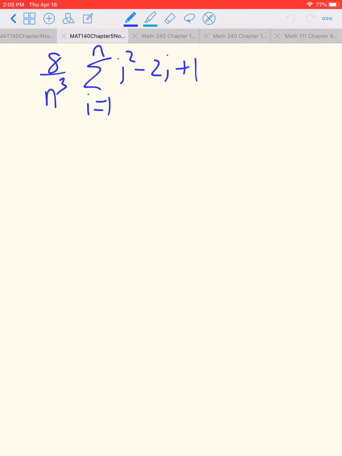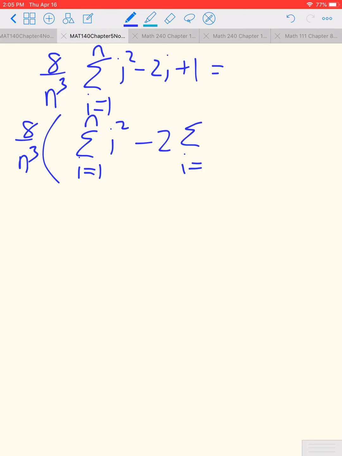We can split this sum apart, so let me not forget that we're going to have this 8 over n cubed. This is going to be on the outside of this whole expression, and we're going to have the following. The sum from i equals 1 to n of i squared. I could factor the negative 2 out. The sum from i equals 1 to n of i, and then plus the sum from i equals 1 to n of 1, which is a constant.